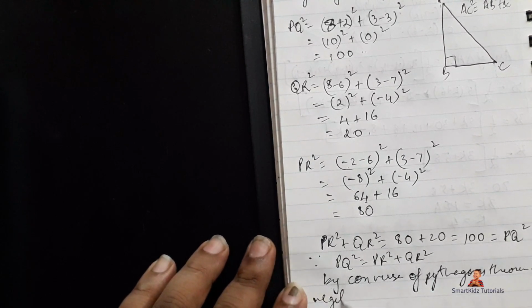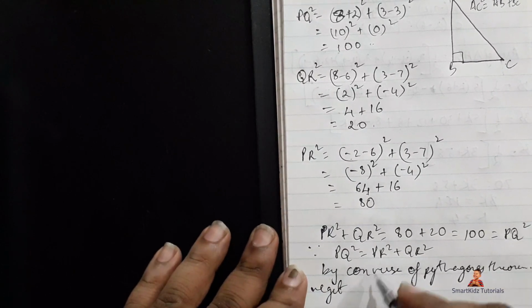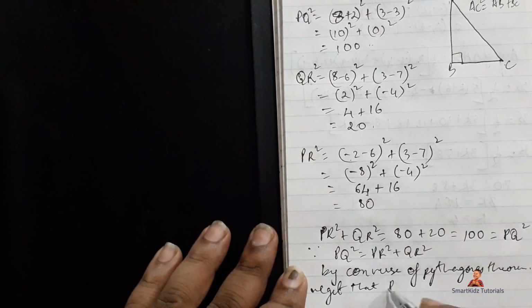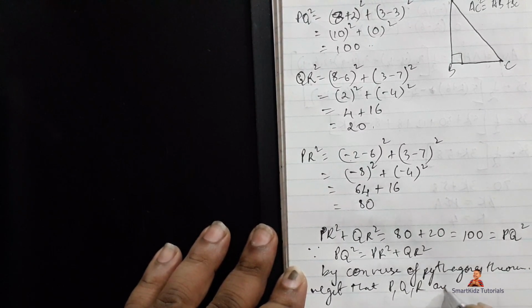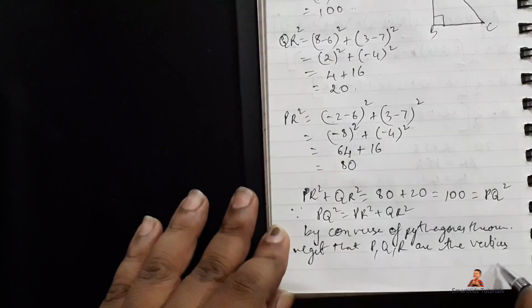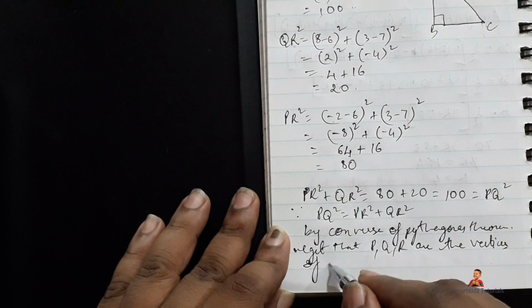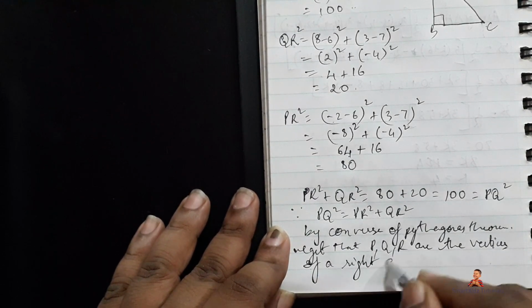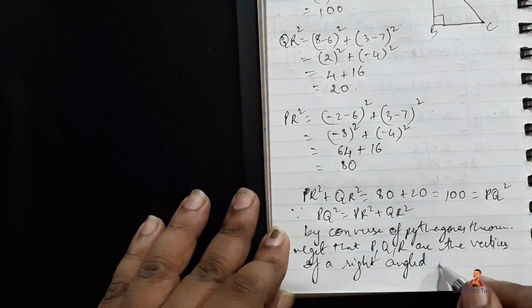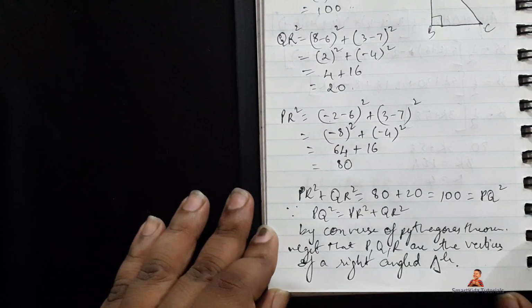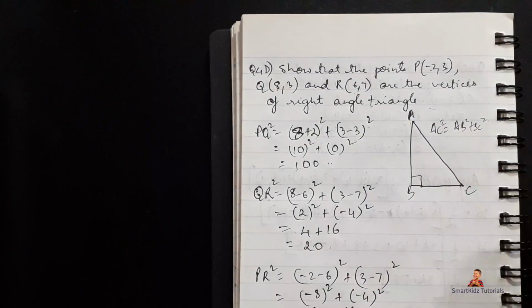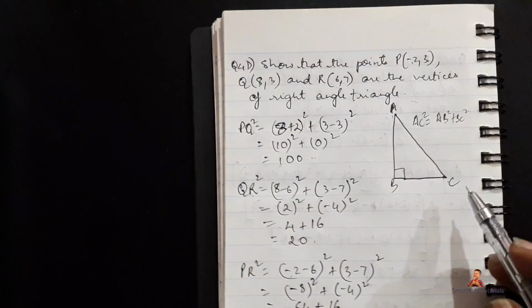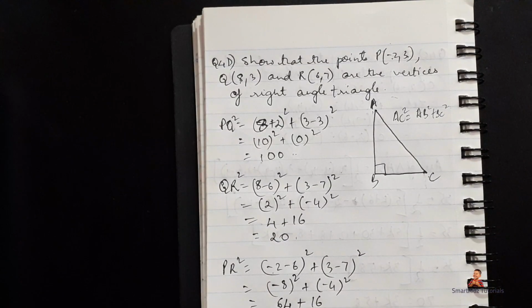we get that P, Q, R are the vertices of a right angled triangle. So in this way we can prove that these are the vertices of a right angled triangle. So with this we finish the question paper, which is the maths question paper which came for prelims in March 2022.